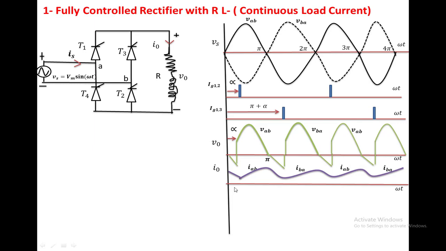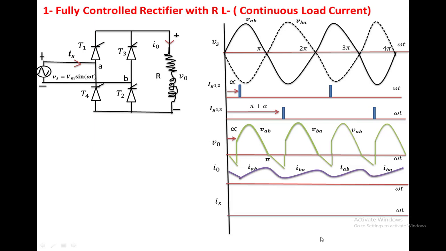If you draw the current waveform, at alpha the minimum value of load current is maintained. The load is subject to positive voltage, so the current increases to the maximum value. From pi to pi plus alpha, the load is subject to negative voltage, so the current decreases to the minimum value. It does not come to 0 because it is a continuous load current. Again at pi plus alpha, the load is subject to positive voltage, and the current increases and decreases. So this is the IAB current, this is the IBA current, this is IAB again, and IBA again.